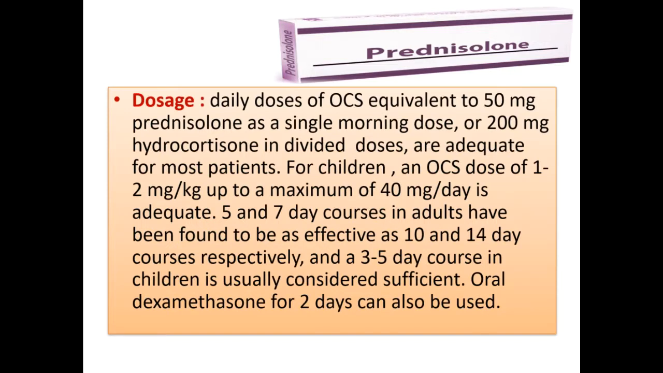Dosage. Daily doses of OCS equivalent to 50 mg prednisone alone as a single morning dose, or 200 mg hydrocortisone in divided doses, are adequate for most patients. For children, an OCS dose of 1-2 mg/kg up to a maximum of 40 mg/day is adequate. 5 and 7 day courses in adults have been found to be as effective as 10 and 14 day courses respectively, and a 3-5 day course in children is usually considered sufficient. Oral dexamethasone for 2 days can also be used.